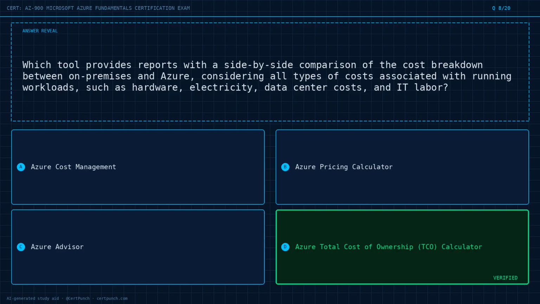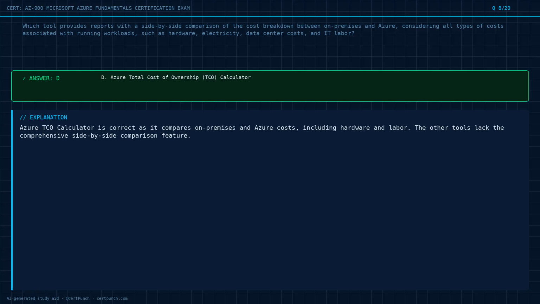The answer is option D. Exam logic. Azure TCO Calculator is correct as it compares on-premises and Azure costs, including hardware and labor. The other tools lack the comprehensive side-by-side comparison feature.